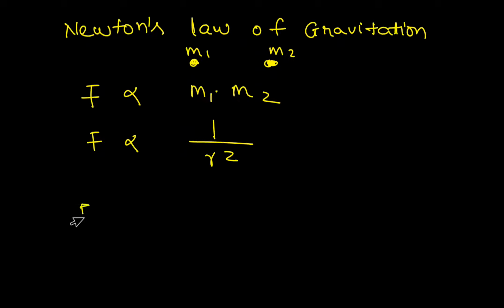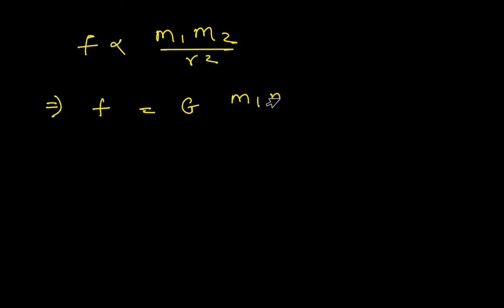Combining these two, we have F is directly proportional to m1 m2 upon r square, where F is the gravitational force acting between two bodies of mass m1 and m2, and the distance between them is r. We can write it as F is equal to G m1 m2 upon r square, where G is the universal gravitational constant.